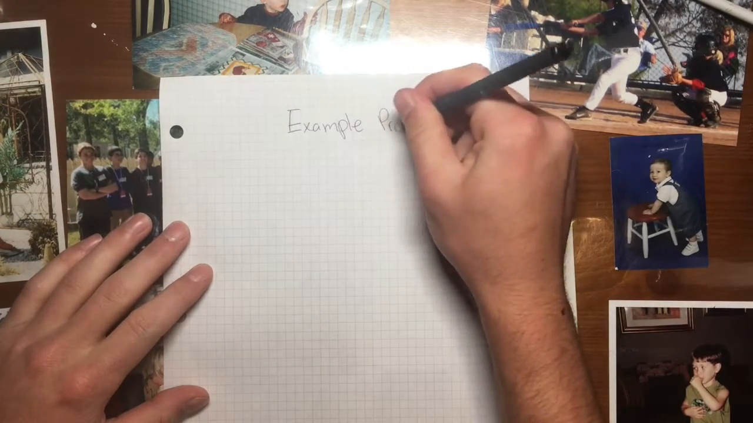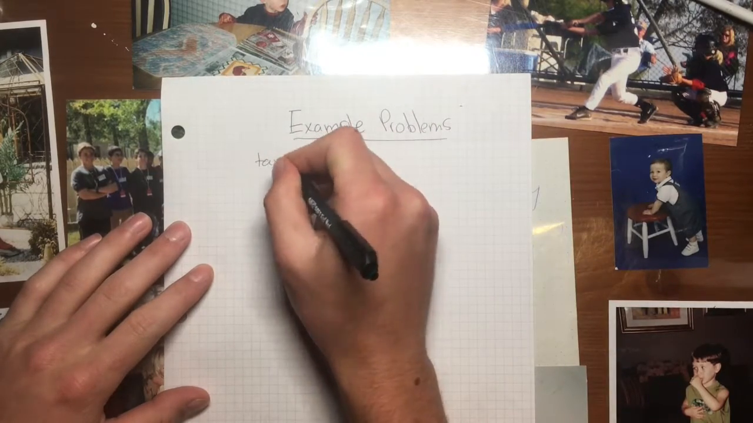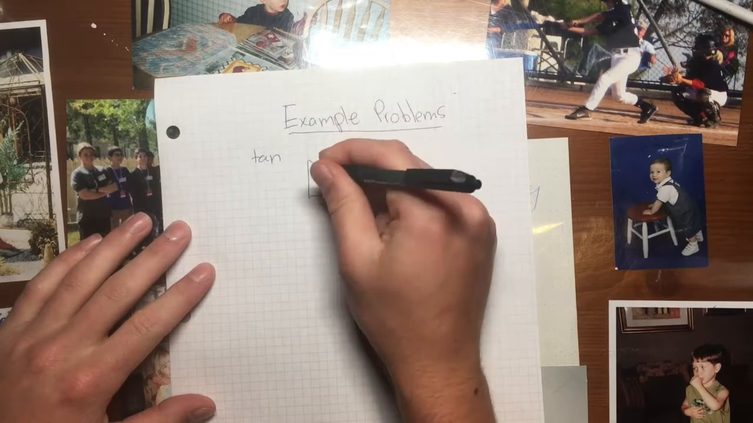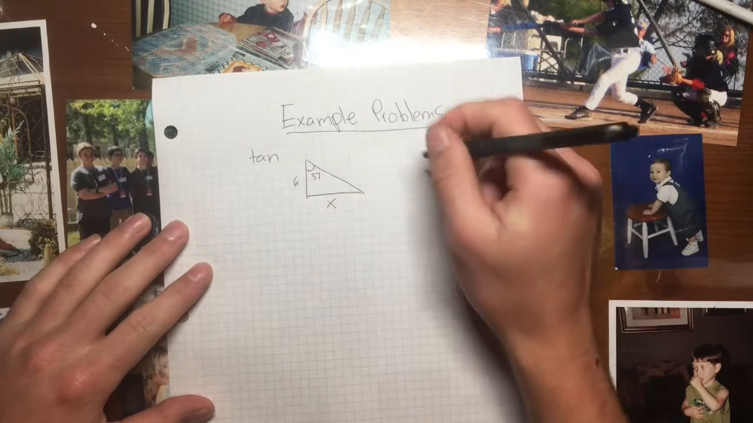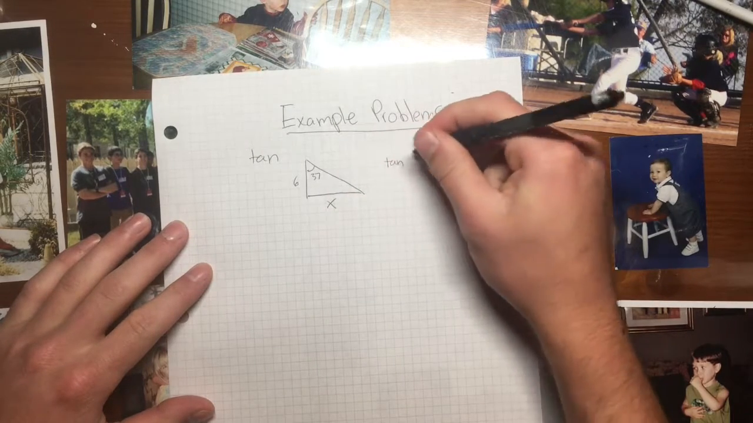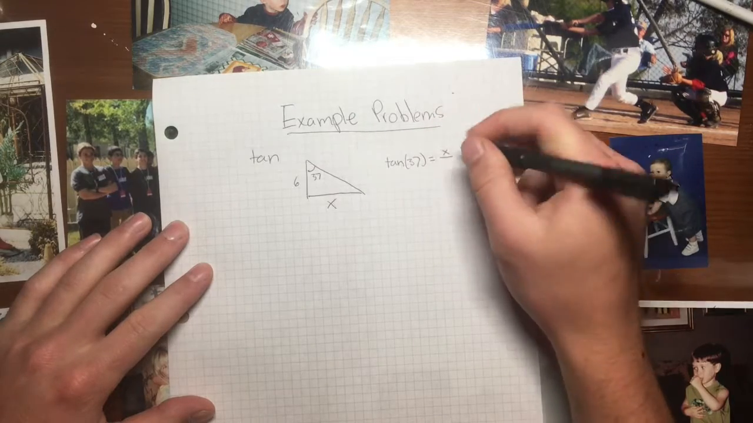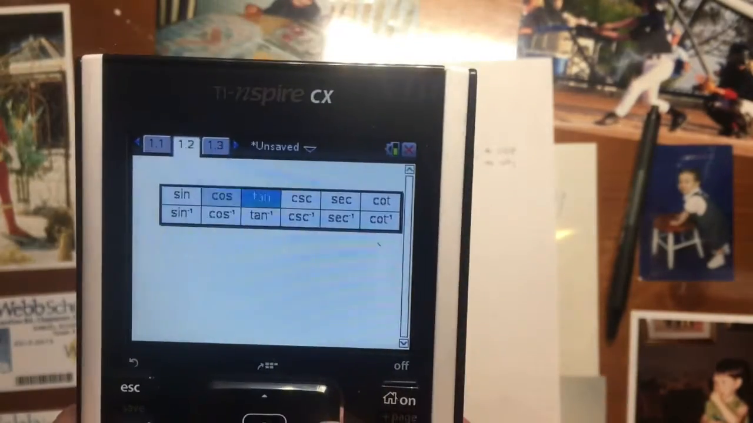Let's start off with tan. Let's say we have a right triangle with the angle 37. To its adjacent side we have 6, and to the opposite side we have x. To find the other side, we can set up an equation. So do tan times 37 is equal to x over 6. So first multiply tan times 37.